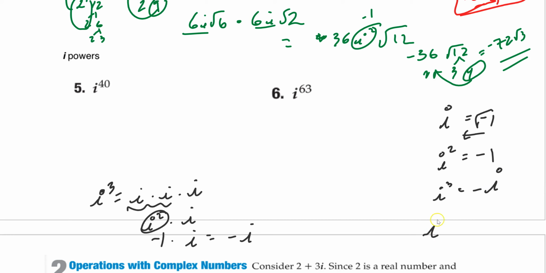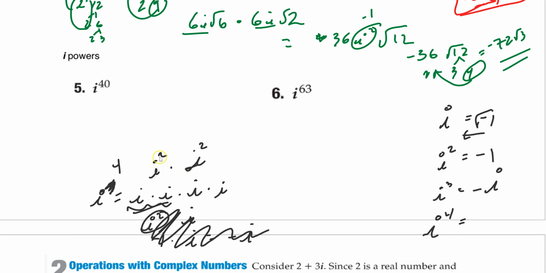And if I do i to the 4th, we could do it the same way. Instead of i cubed, it's i to the 4th. What happens? You get i squared times i squared. i squared is negative 1, i squared is negative 1, so you just get 1.